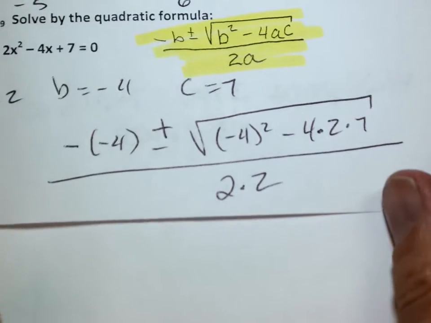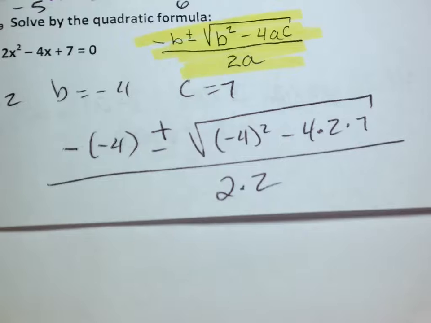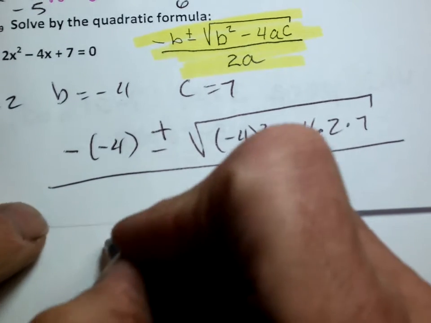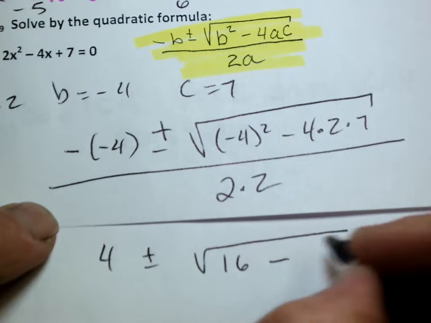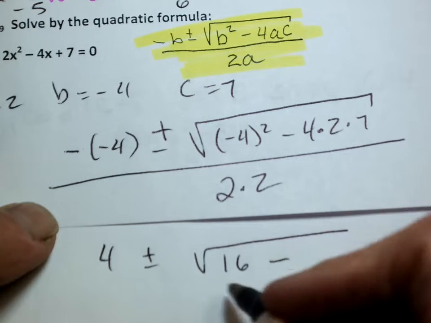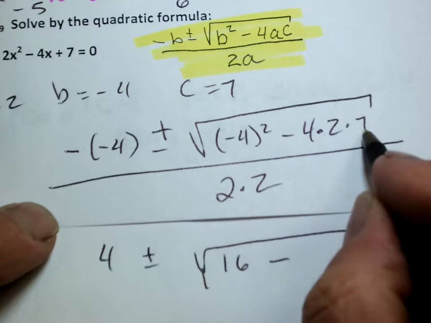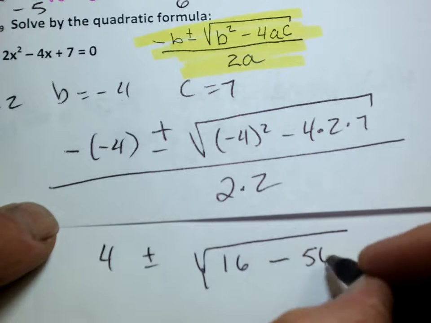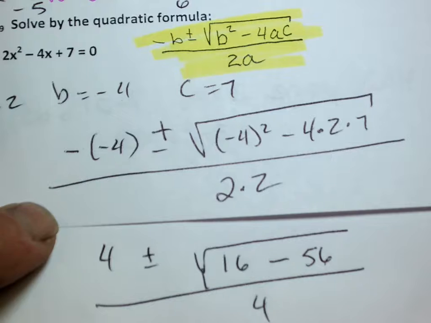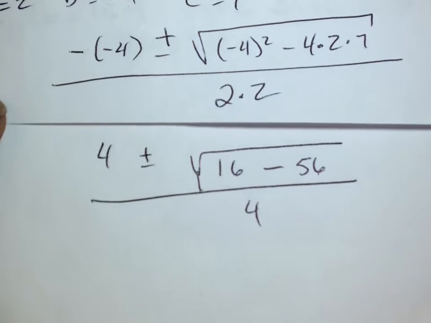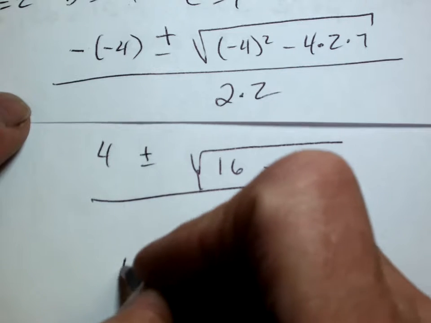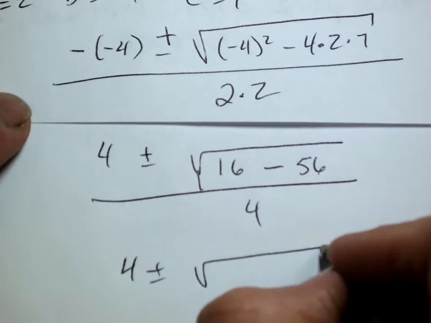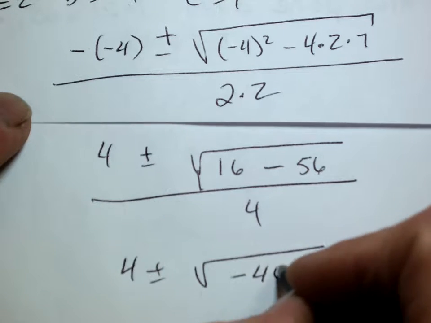Just move it over so you can see. Okay, pretty easy so far? Okay, then I'm going to have a positive 4 plus or minus the square root of 16 minus, let's see, that's going to be 56, isn't it? 8 times 7, all over 4. Slide up. How am I doing, okay? 4 plus or minus the square root of -40 all over 4.